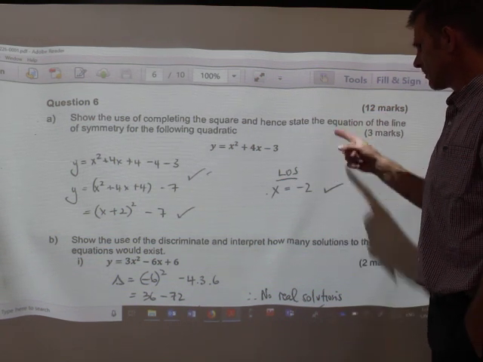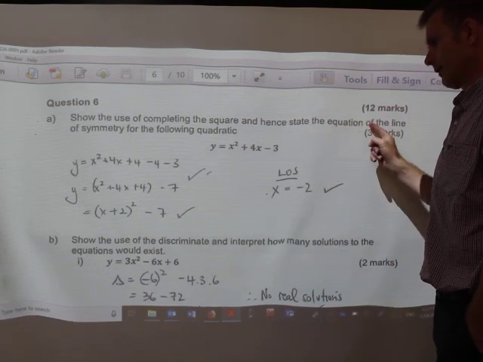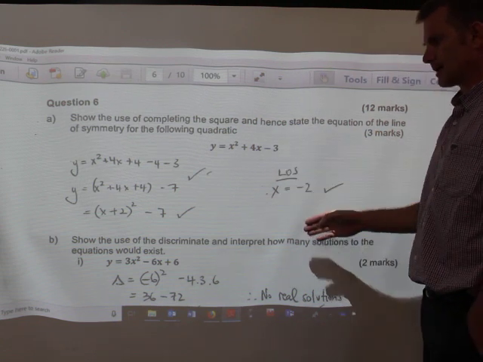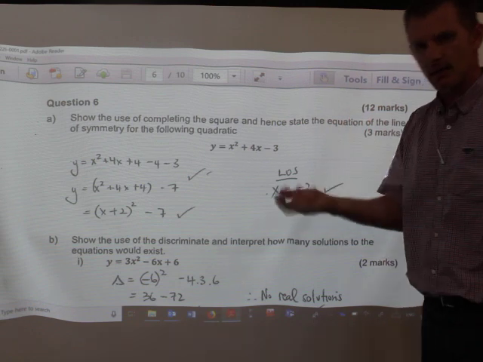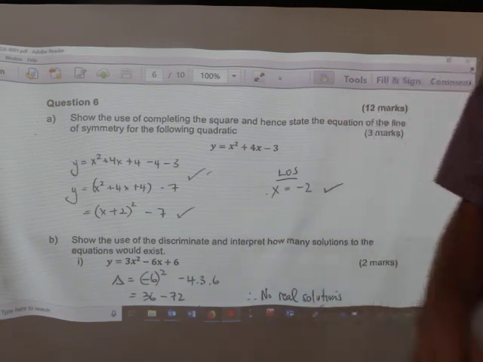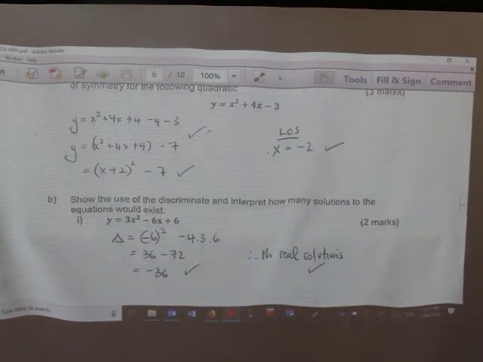Now, it's a key point to remember. It's asking for the equation of the line of symmetry, so it's got to be x equals. It's not equal to -2. It's not just -2. It's x equals -2. All right, it did ask for the equation of the line of symmetry.